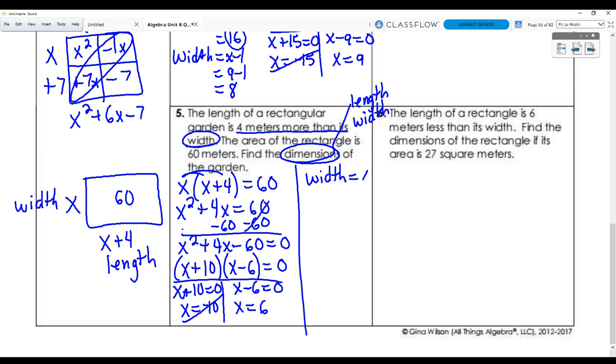is equal to plain x, which is equal to 6. And the length, which is equal to x plus 4, which is 6 plus 4, which is 10.